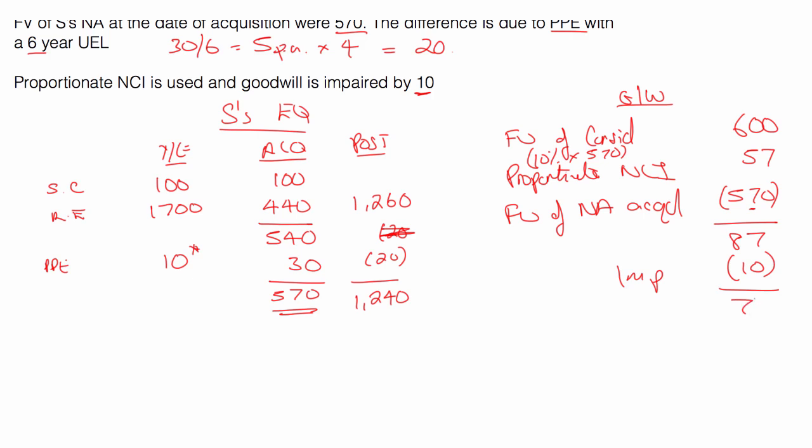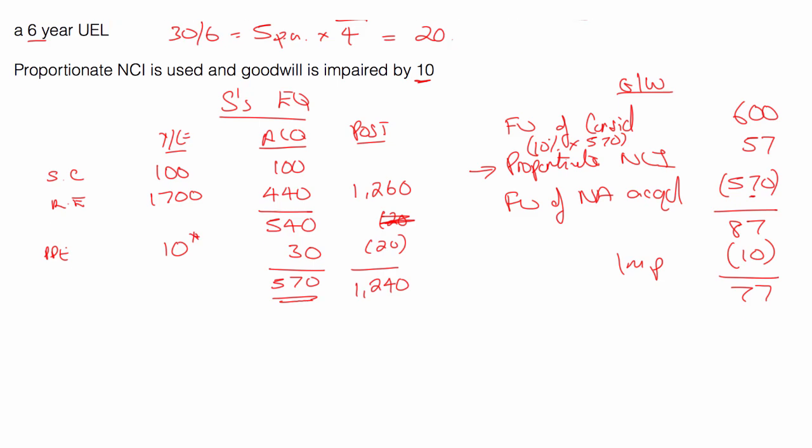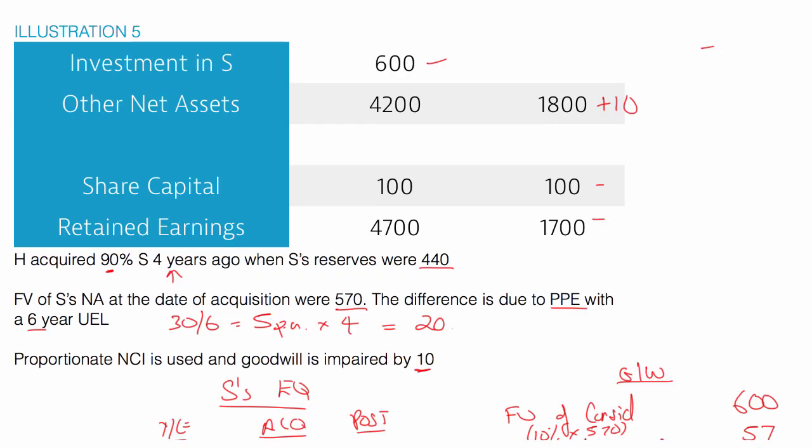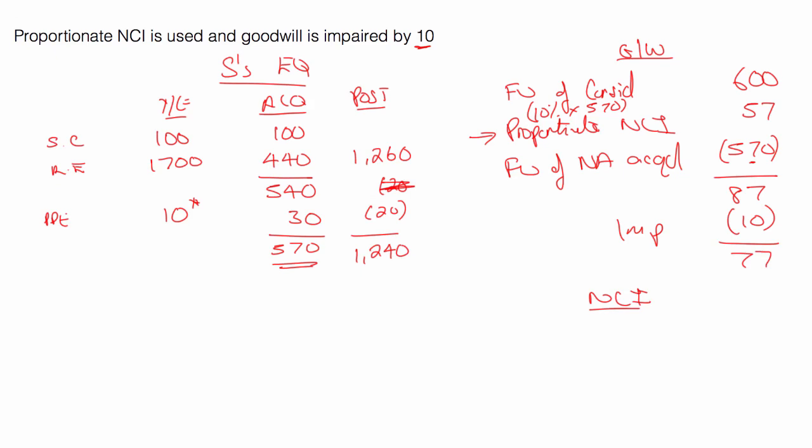Remember, when we worked out the proportionate NCI here, we just gave them the proportion of the net assets. We didn't give them a proportion of goodwill, so none of that impairment will go to the NCI. It will all go to group. So let me just put the 77 in to start off my group accounts. Goodwill, 77.